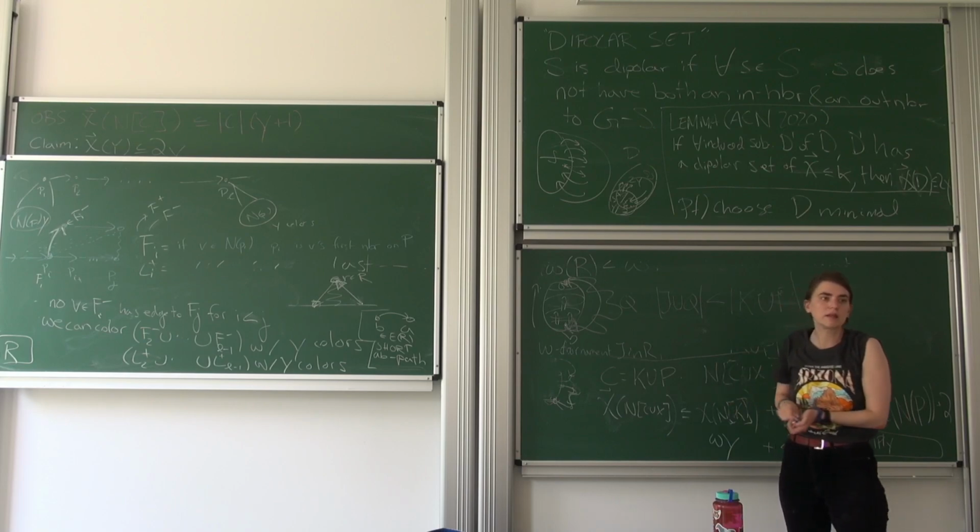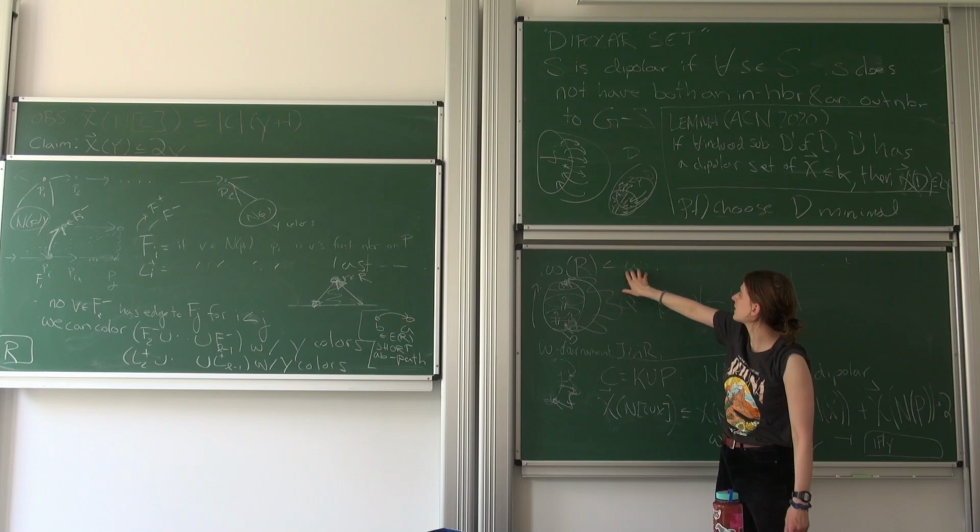And that's the complete proof, because since omega goes down, that means the chromatic number of this is at most gamma.